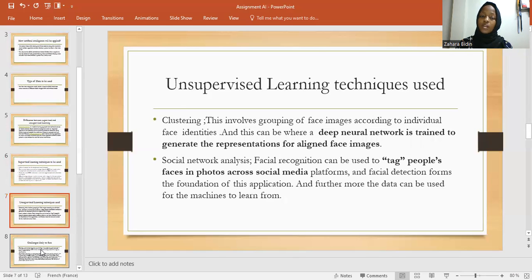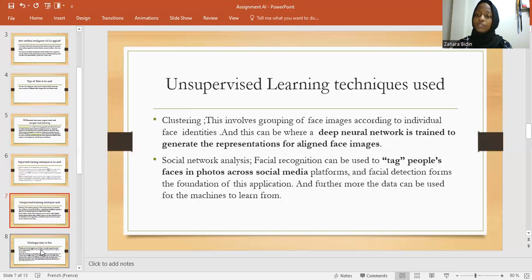Social network analysis is also another unsupervised learning technique that is to be used. Facial recognition can be used to tag people's faces in photos across social media platforms, and face detection forms the foundation of this application. Furthermore, the data can be used for the machines to learn. So we shall have to go on different social media platforms like Instagram, Facebook, WhatsApp, Twitter.